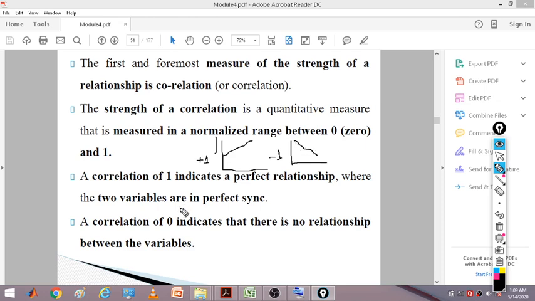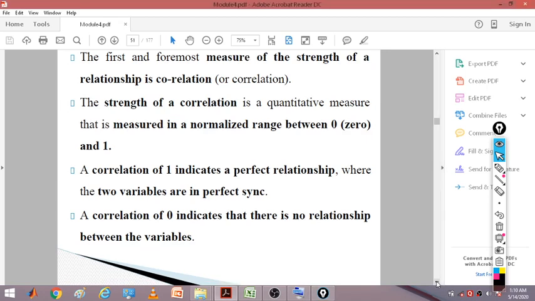Correlation of 0 indicates that there is no relationship between the variables. A correlation of 1 indicates a perfect relationship where the two variables are in perfect synchrony. So correlation helps us define the relationship existing between the independent variable x and the dependent variable y.